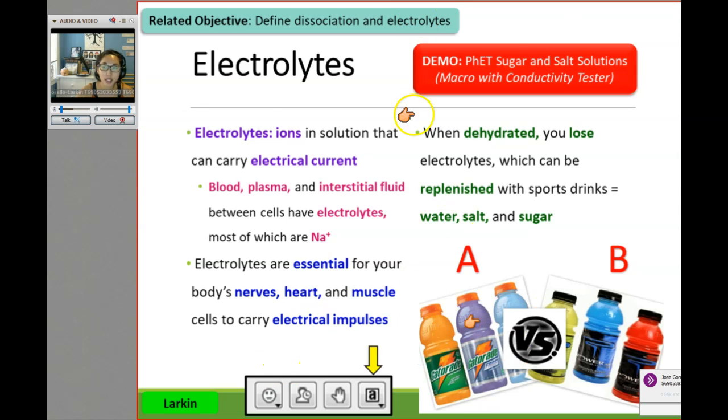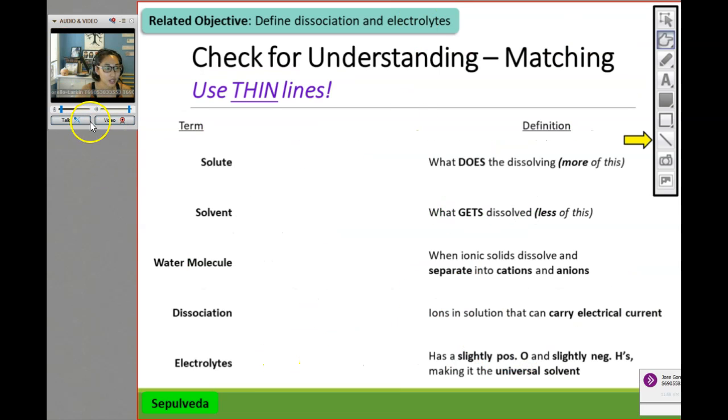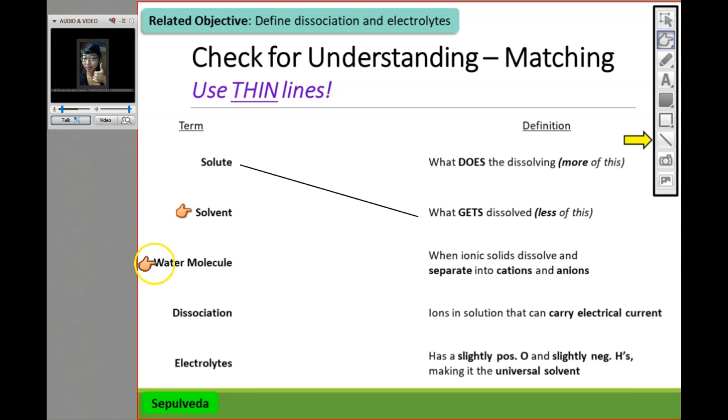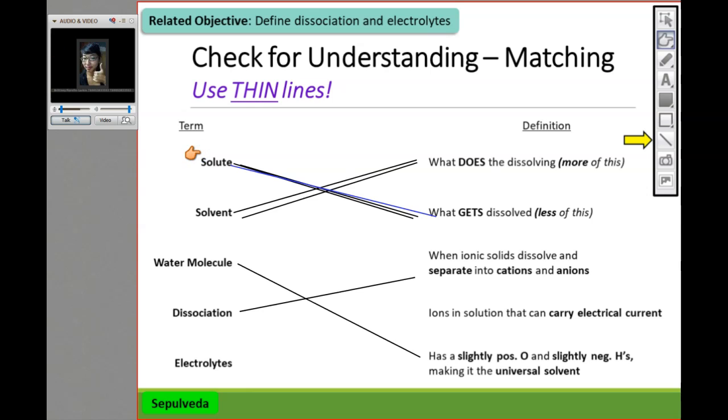All right, so let's go ahead and take a look here. I'm going to go ahead and put the whiteboard tools up on the board. I want to know which of these is the solute, the solvent, what does a water molecule do? What is dissociation? And what is the purpose of electrolytes? Go ahead and match those up for me on the whiteboard, and I will take a look at who is participating. Go, go, go.